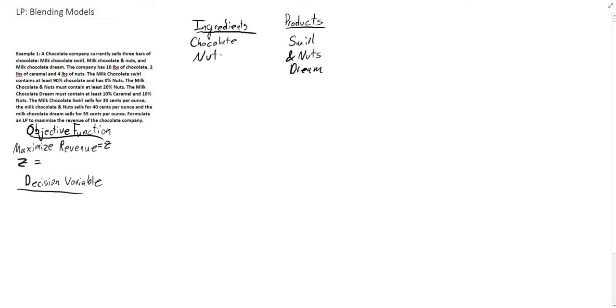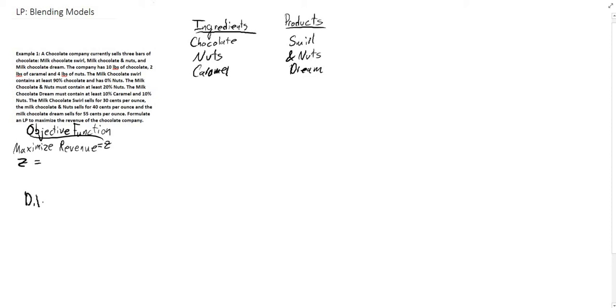So here's our decision variable. We know that we have to keep track of 2 separate things in our decision variable. We need to keep track of our ingredients, and we need to keep track of our products, right? Because we have Milk Chocolate Swirl, Milk Chocolate and Nuts, and Milk Chocolate Dream. And in our ingredients, we have chocolate, we have nuts, and we have caramel. So we're going to have to keep track of both of these, and we can set this up in our decision variable.